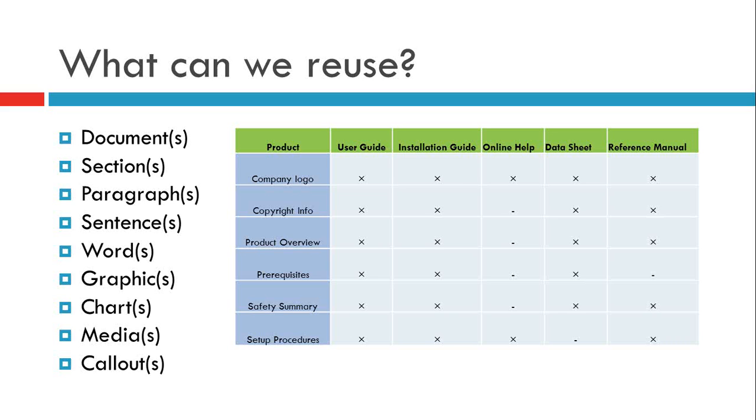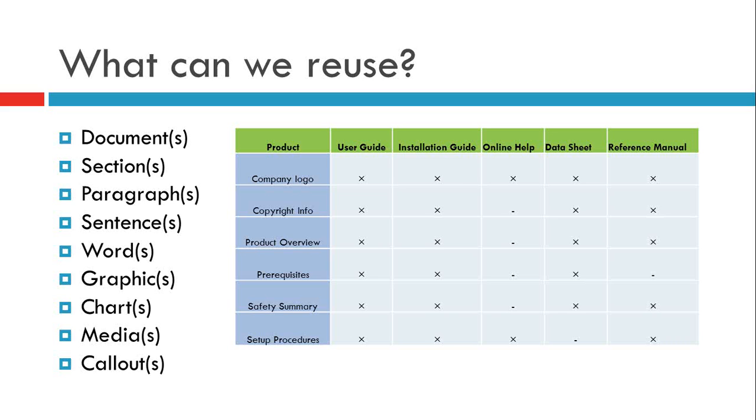And then the question comes up in our mind: what can we reuse? Obviously we know this concept that we can reuse the content, but what exactly should be reused across all the contents that we have prepared for our document? So the first thing is the documents. So we can reuse the entire document, and then we have various sections in the document, and then we have paragraphs, sentences, words, graphics, charts, and then media files or callouts.